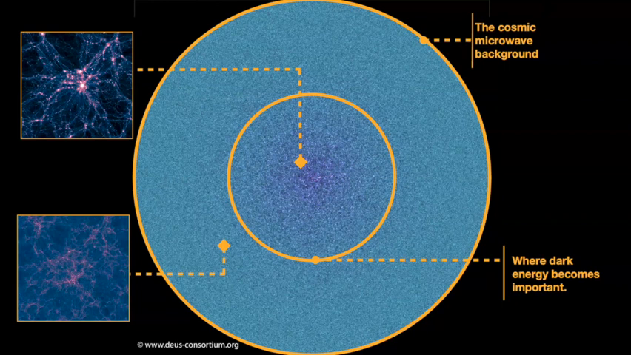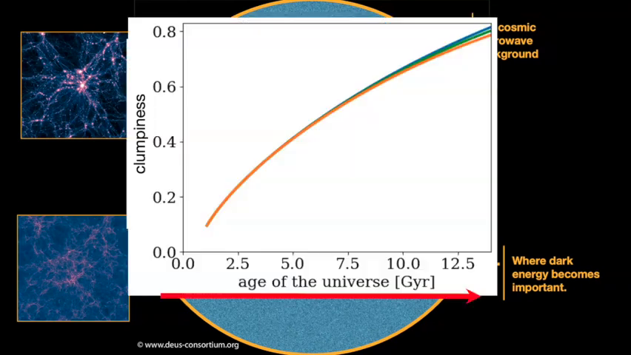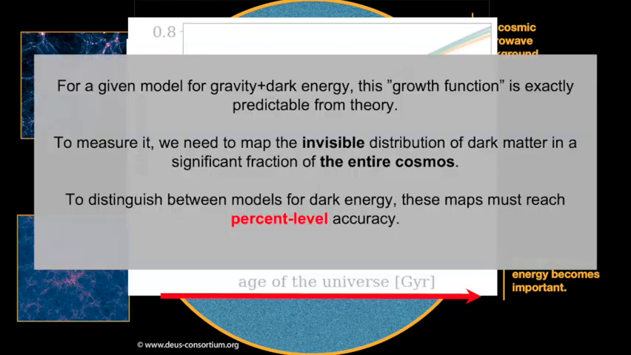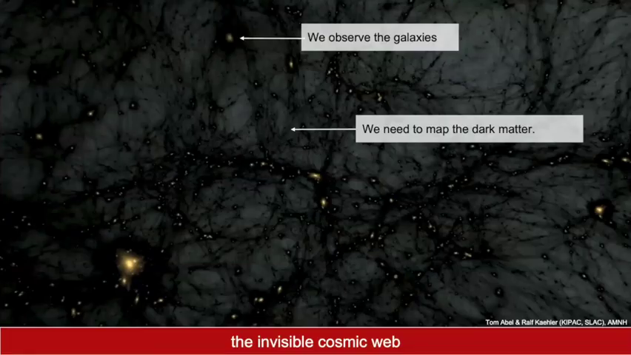For reasons that are probably unrelated to this whole discussion, almost all of the mass in the universe is dark matter. We can't see it. It's invisible. So in order to do this measurement, we have to find a way to map the invisible distribution of dark matter in a significant fraction of the entire cosmos. And we have to do that to roughly 1% level accuracy. How do we do that? So that's what Euclid was built to do.